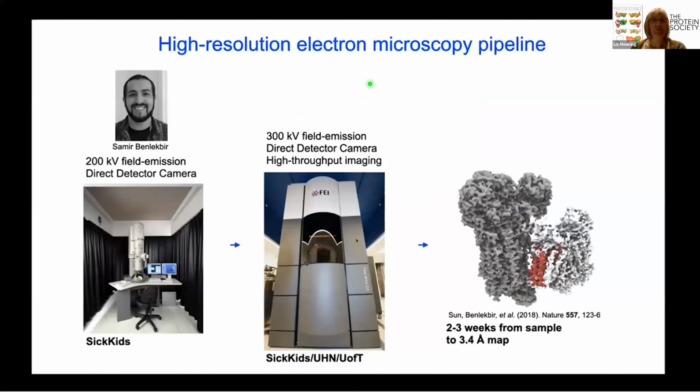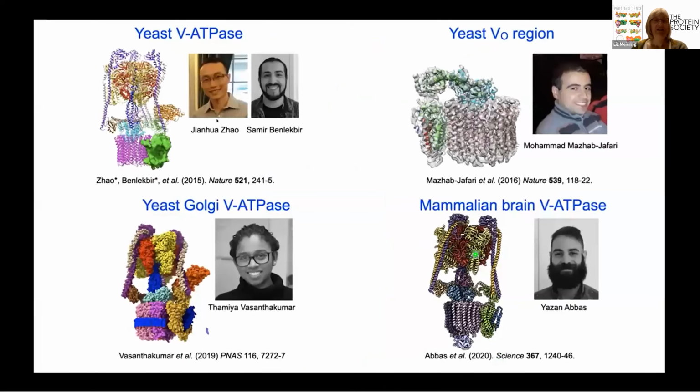So in his group currently, they have a pipeline, which highlights how once you have a good way of making the samples, you can then get a structure in 2 to 3 weeks. This is an amazing advance, if you think, relative to his PhD paper in 2003. So here are a variety of type 5 ATPases from different organisms that John's team has worked on.